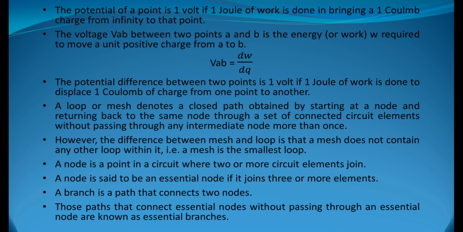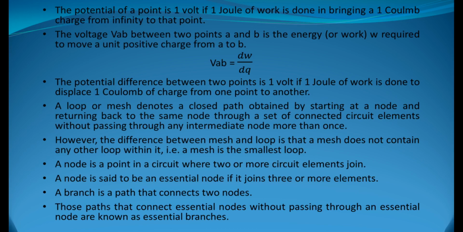A loop or mesh denotes a closed path obtained by starting at a node and returning back to the same node through a set of connected circuit elements without passing through any intermediate node more than once. This is the exact definition. We have already understood it with the help of a circuit diagram, so I don't need to give more attention to this. You can just go through these points, and if you have any doubts, you can always post them in the Google Classroom that we have.